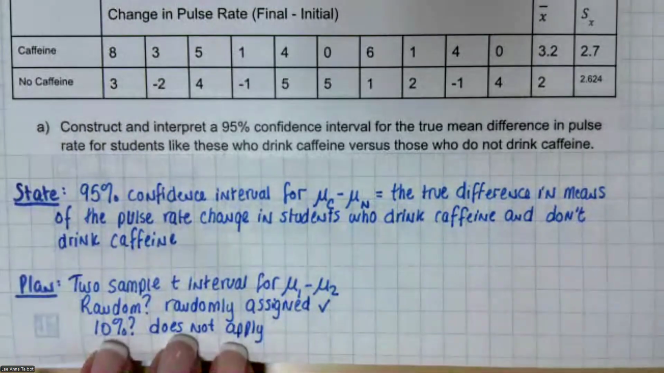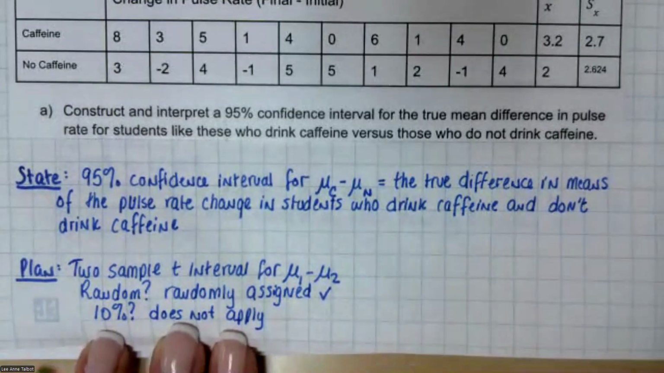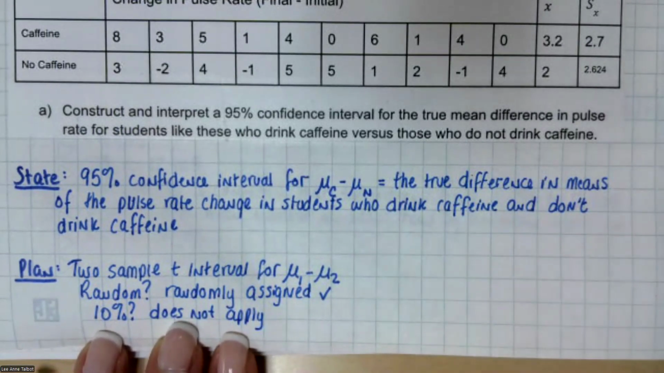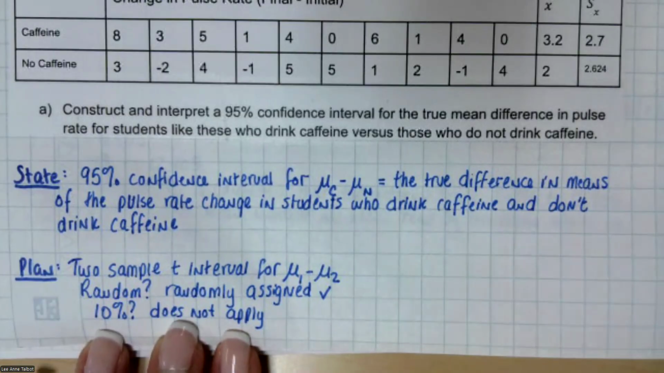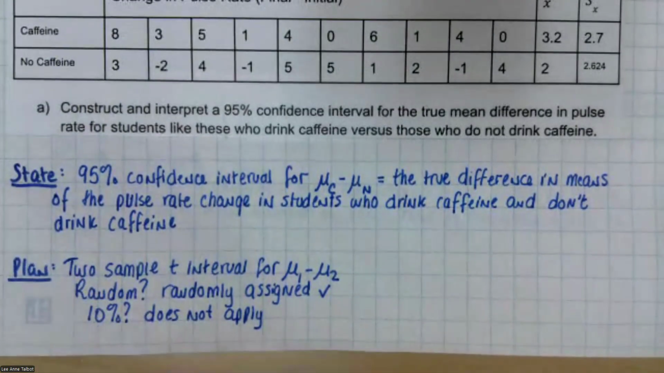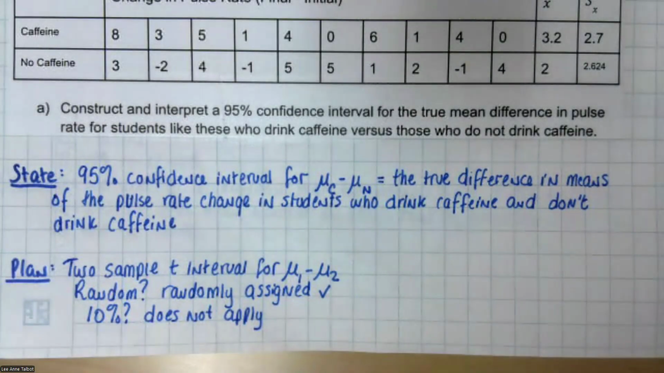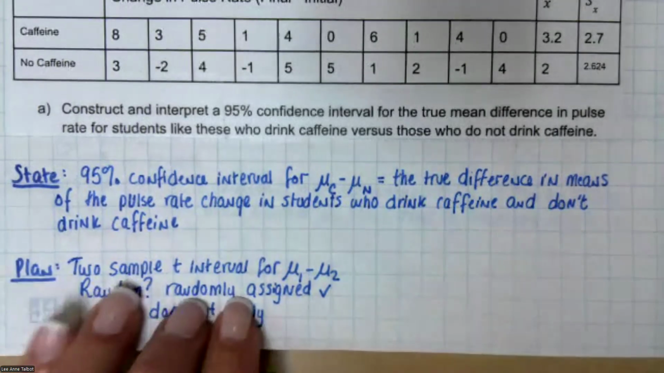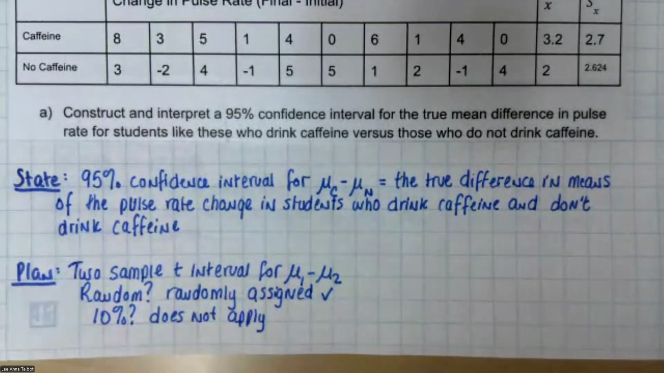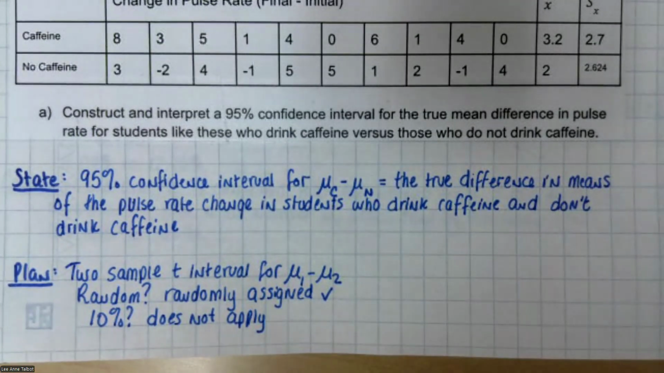Okay, now again, this bit right here, you don't have to write that the 10% condition does not apply. You could skip that completely. I just can't seem to do it. I have to address it. It's a personality flaw. It's not you, it's me. I feel like I can't completely skip it like I did something wrong. I don't know. You can skip it if you want to.